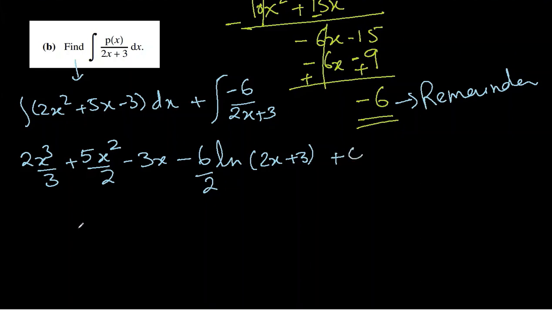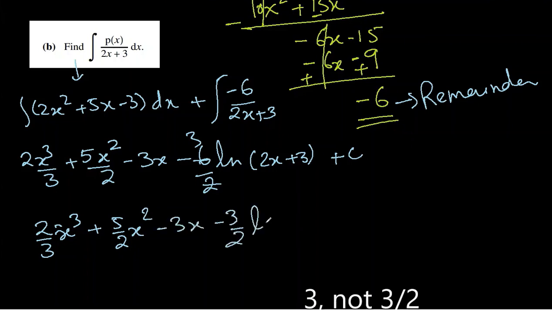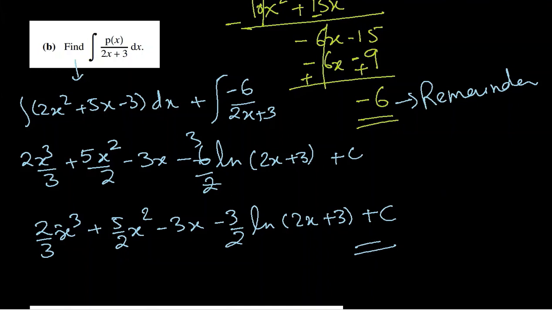This is the integration. Let's try to simplify. Only this can be simplified, right? Everything else remains. Nothing is getting cancelled out. 2 over 3 x cube plus 5 over 2 x squared minus 3x minus 3 over 2 ln 2x plus 3 plus c. That's the integration.